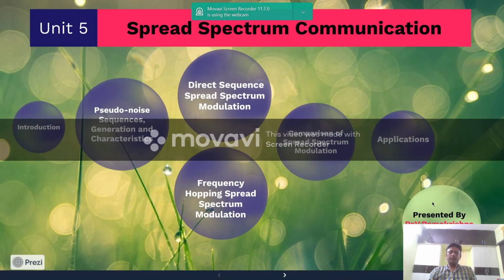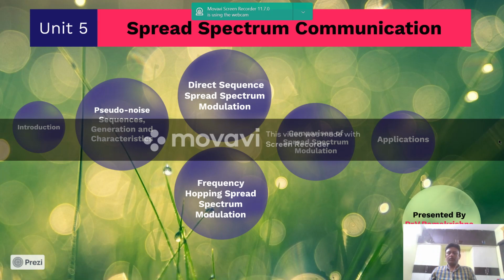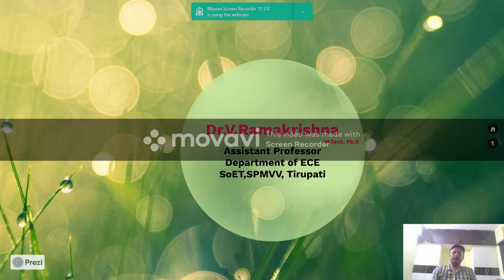Now, I'm going to present today spread spectrum communication, which includes the topics of introduction, pseudo-noise sequences generation and characteristics, direct sequence spread spectrum modulation, which is simply called DSSS, frequency hopping spread spectrum modulation, which is FHSS, and the comparison of these two, DSSS and FHSS, spread spectrum modulation techniques, and after that, applications of spread spectrum communication. We'll start with the introduction part.